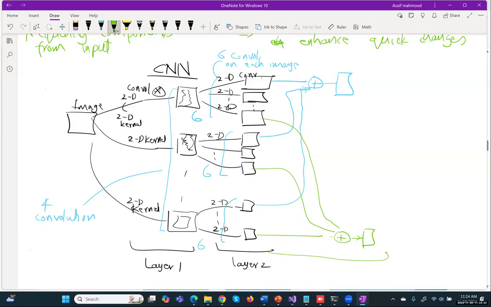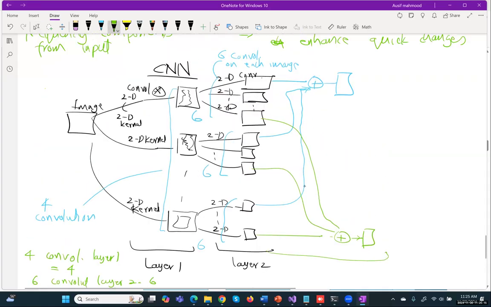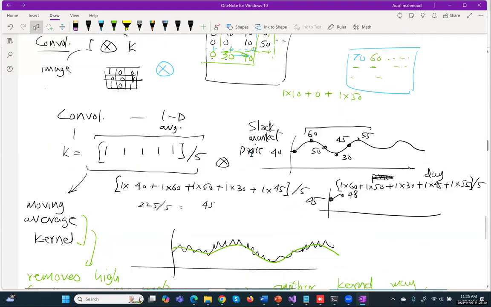In every layer, we'll decide how many convolutions to perform. If we decide 4 convolutions in the first layer, then how many images at the end of the first layer? 4. If we do 6 convolutions in the second layer, how many images will we end up with? 6. And so on. So we will decide the number of convolutions in each layer and how many layers to pick. That will be the general idea.